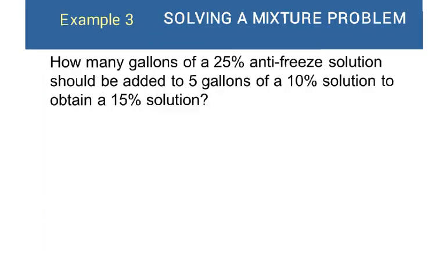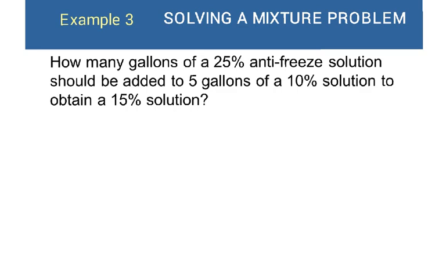Let's look at this. Alright, so we're asked to find how many gallons of a 25% antifreeze solution should be added to 5 gallons of 10% solution to obtain a 15% solution. So what I'm going to do here again is set up a table of values. I'm going to label this table of values for you.